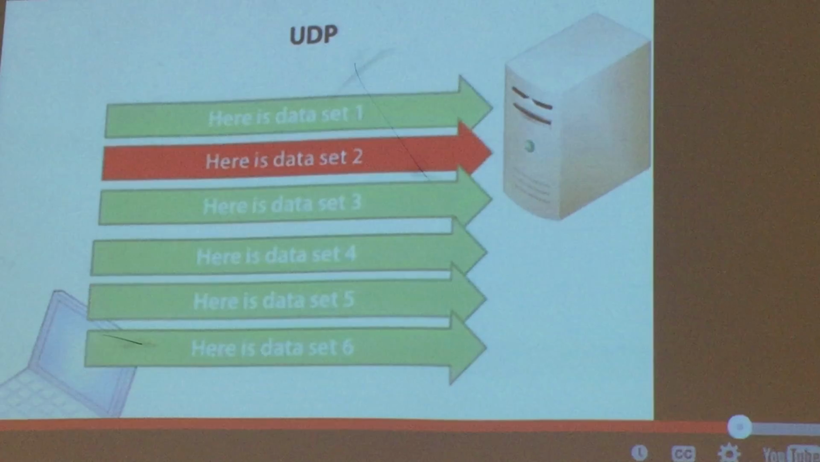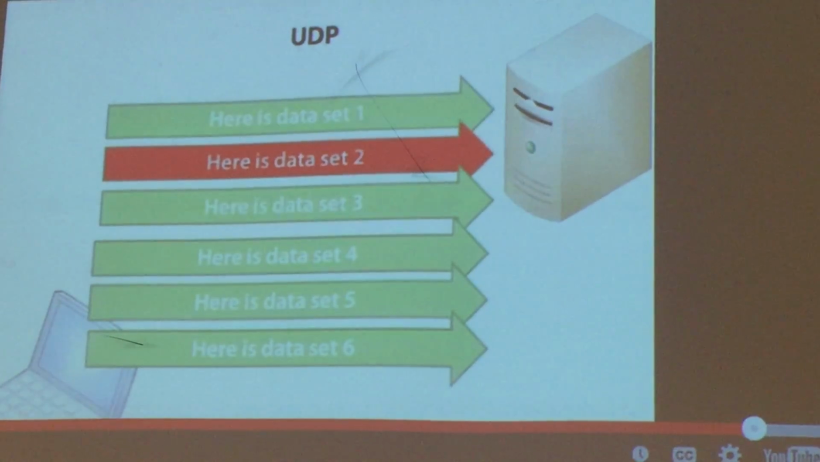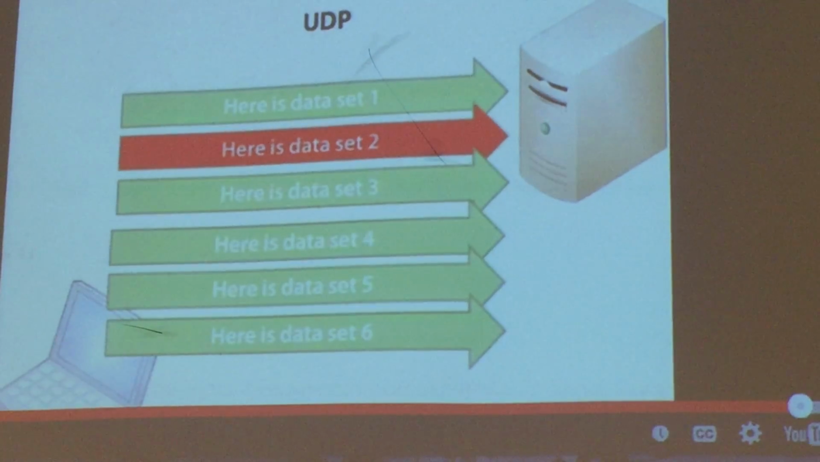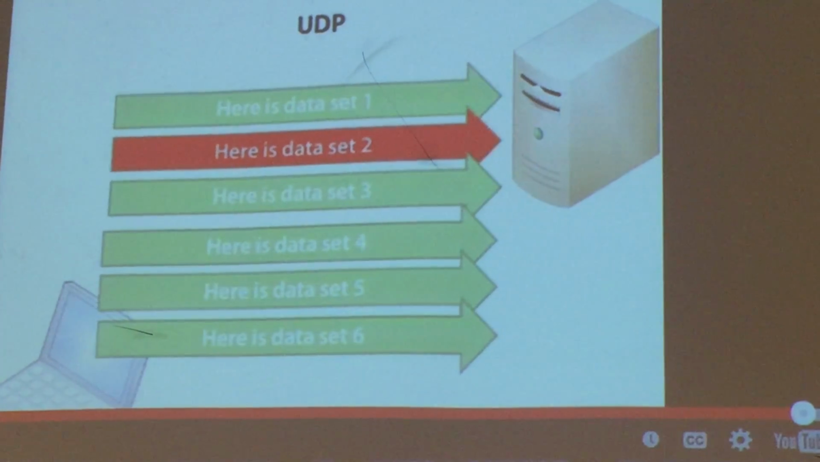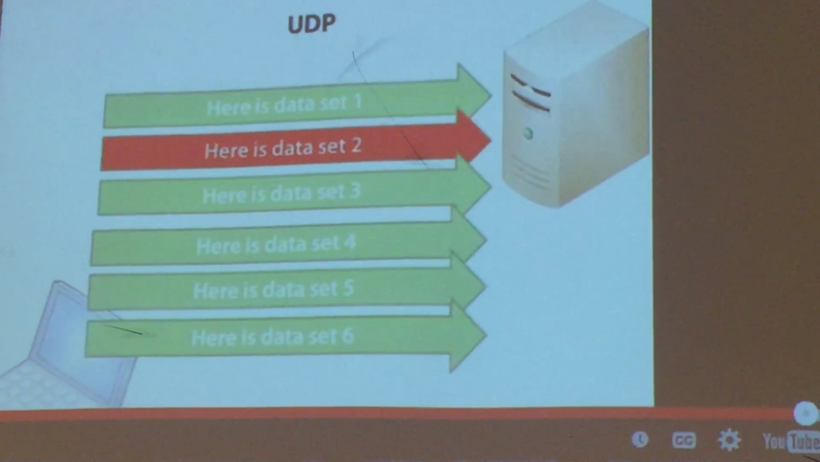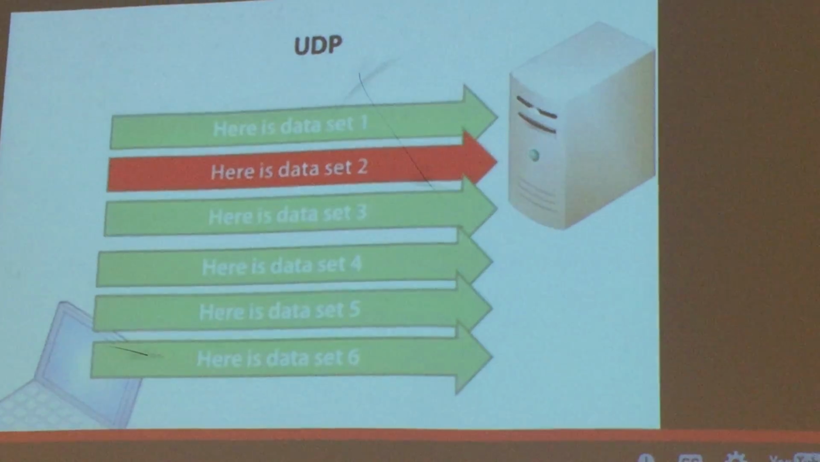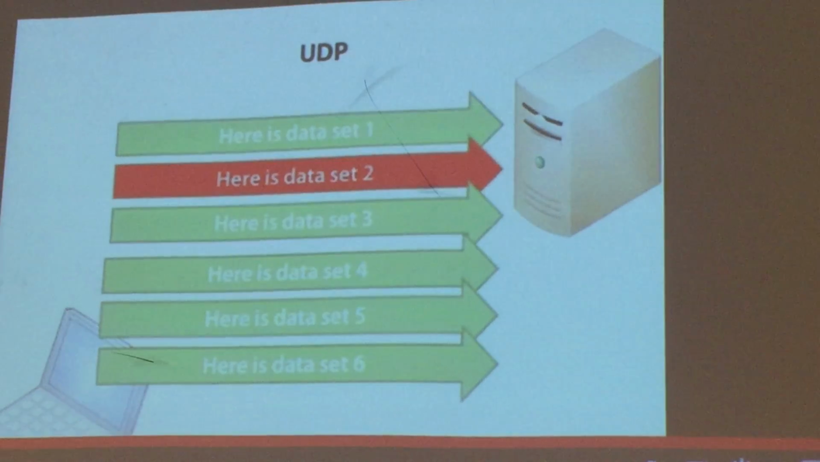Usually we care about the data. We need all of the data. So TCP is the preferable choice. Web pages are a great example. If it takes 3 data sets to transmit a web page to your computer, you can't have one of the data sets missing and still be able to render the page.